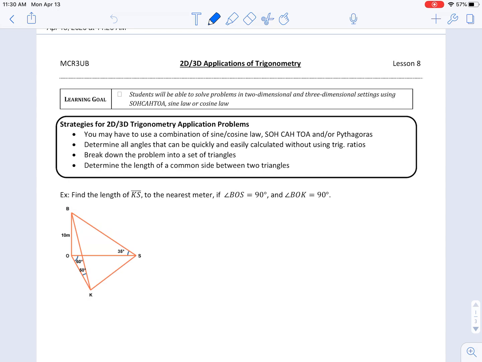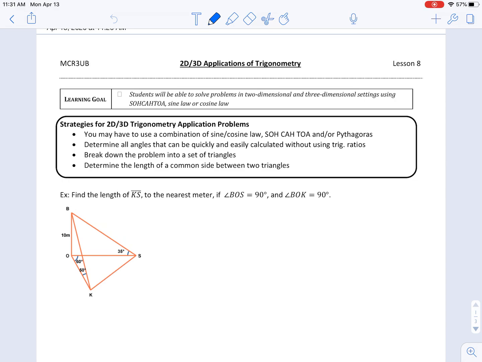This is our last lesson in this unit, and it's looking at some applications. It's kind of a departure from some of the things we had been doing, but hopefully you'll be able to bring back some of the things you already know in terms of sine and cosine law and all those things in order to apply them.